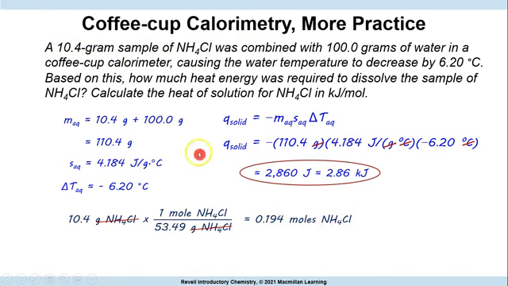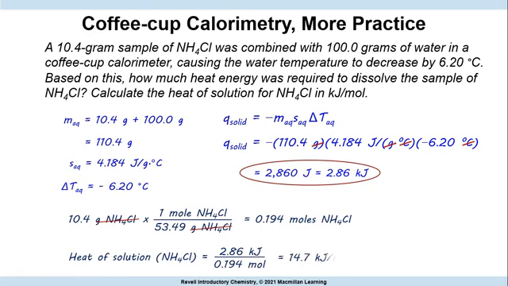Now to calculate the heat of solution for ammonium chloride in kilojoules per mole, we are going to divide the heat, which is 2.86 kilojoules, by the number of moles that we have, which is 0.194 moles. So that gives us 2.86 divided by 0.194 moles, and the answer is 14.7 kilojoules per mole.